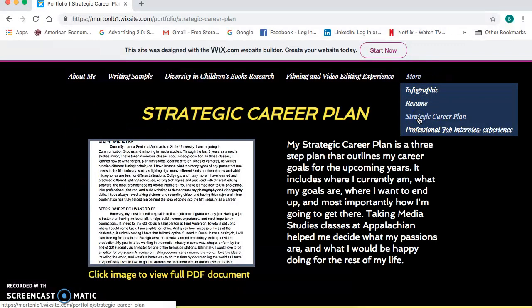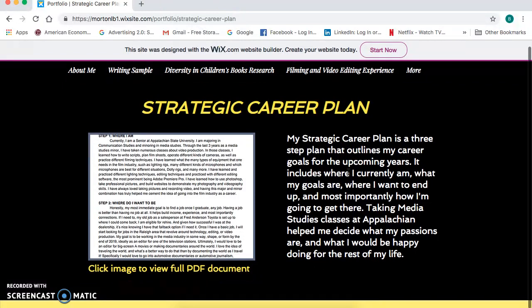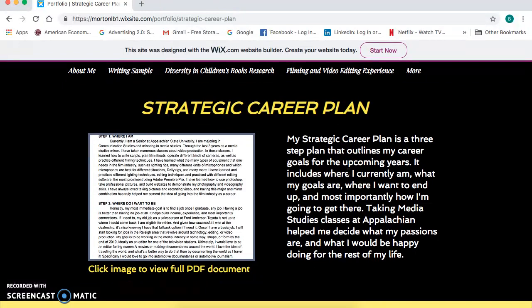Now, going to my strategic career plan, this is a document as well. If you click on it, it will take you to the full PDF document. But my strategic career plan breaks down my plan in the near future in terms of my career. It goes into where I am now, which is I'm a senior at Appalachian State. I have this much experience with video editing, photo editing, computer software, that sort of thing. I go into where I want to be, which is in the media field, video editing field.